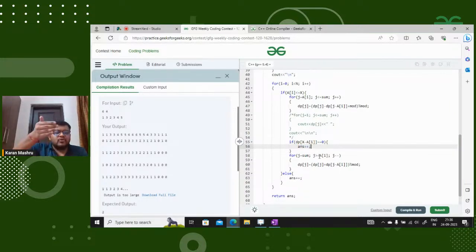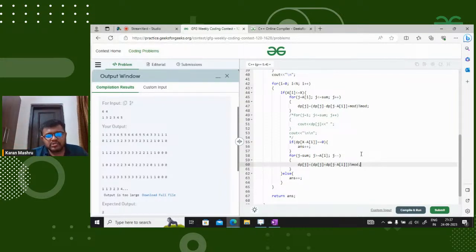Now, before moving on to the next element, that is I plus 1, the effect which I nullified due to the ith element, I need to reconsider it back, because at a time I am only not considering one element. So I'll run a loop from j equals sum down to a of I, and I'll say dp of j equals dp of j plus dp of j minus a of I. I'll again consider back the ith element. Then I'll go back to the next loop, not consider the ith element, and again check for the same things.